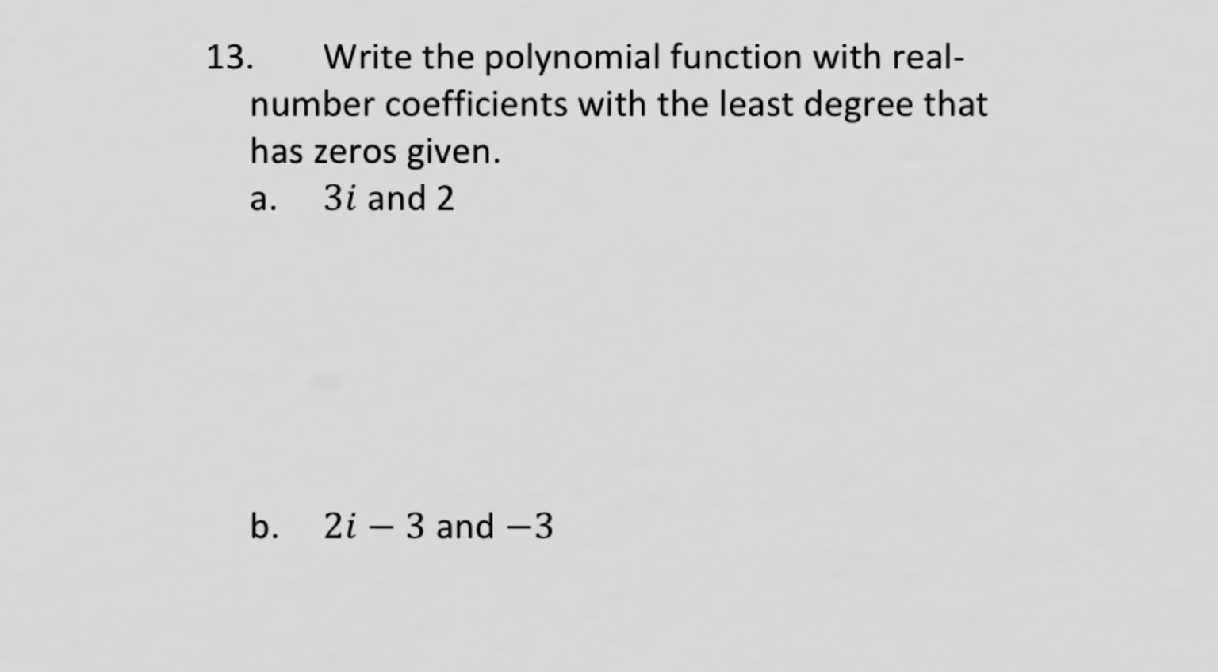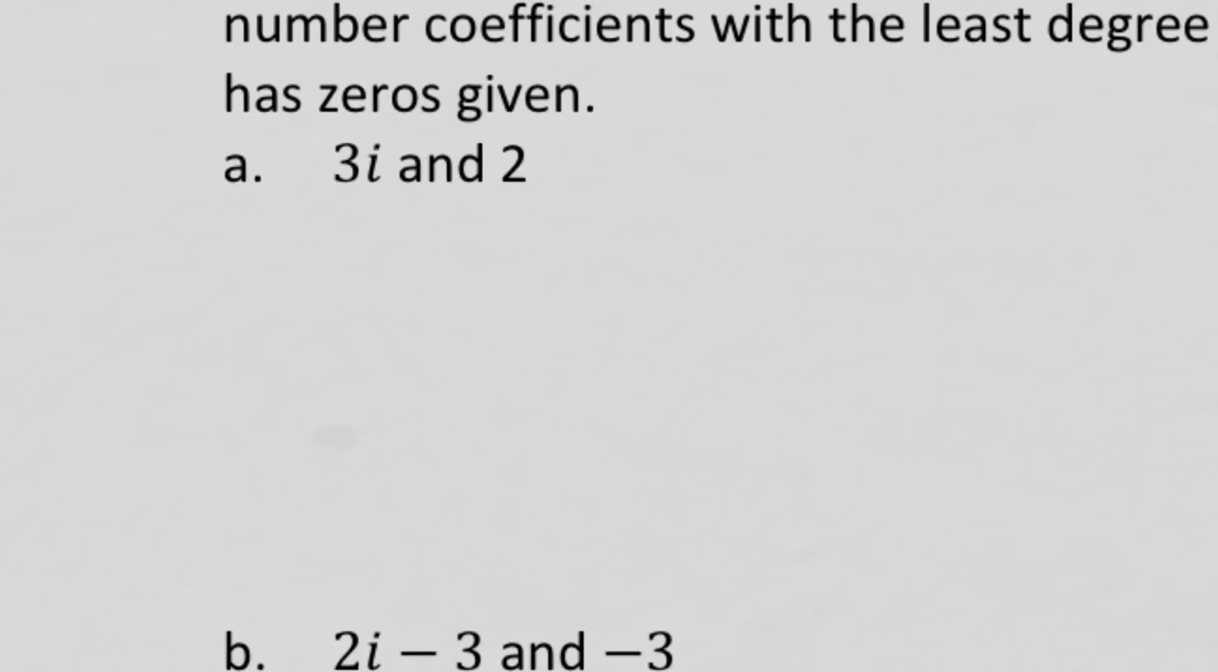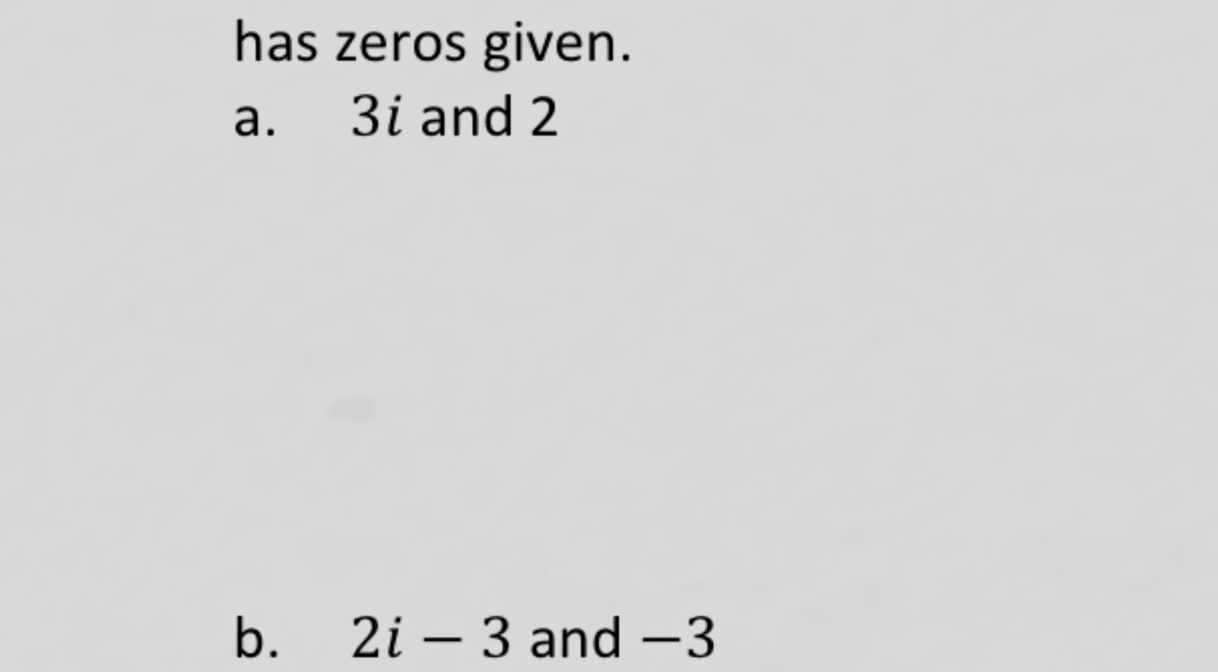Alright, we made it to the last ones, guys. So number 13, write the polynomial function with real number coefficients with the least degree that has the zeros given. Okay, so they want us to write the polynomial function that when we solve it, it has these zeros right here. So let's go ahead and get started with A. The zeros they gave me are 3i and 2.